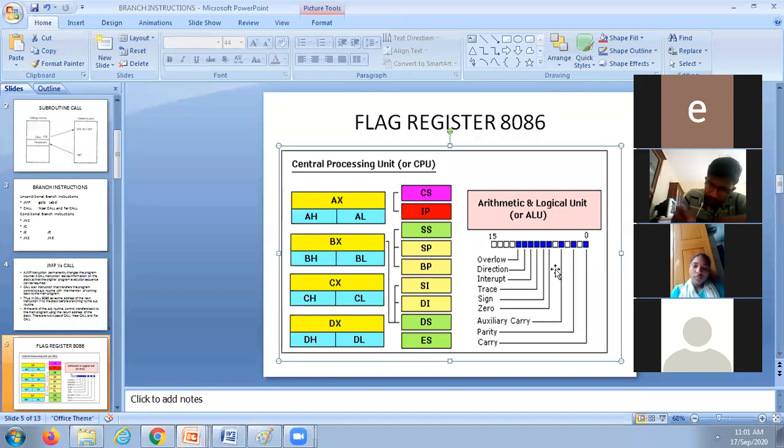Then the higher byte of the flag register contains trace, interrupt, direction, and overflow. It is a 16-bit register. The flag register is here in 8086. 16-bit register means it has 2 bytes, a lower byte and an upper byte.